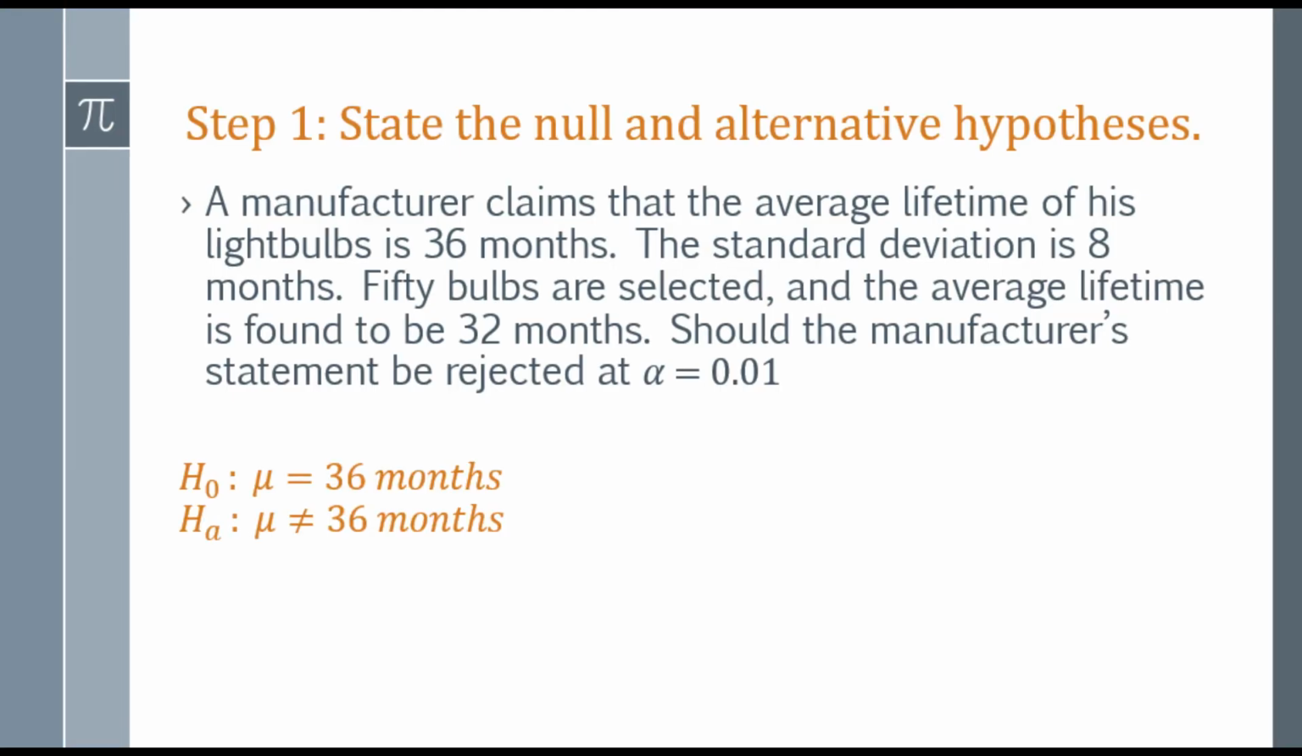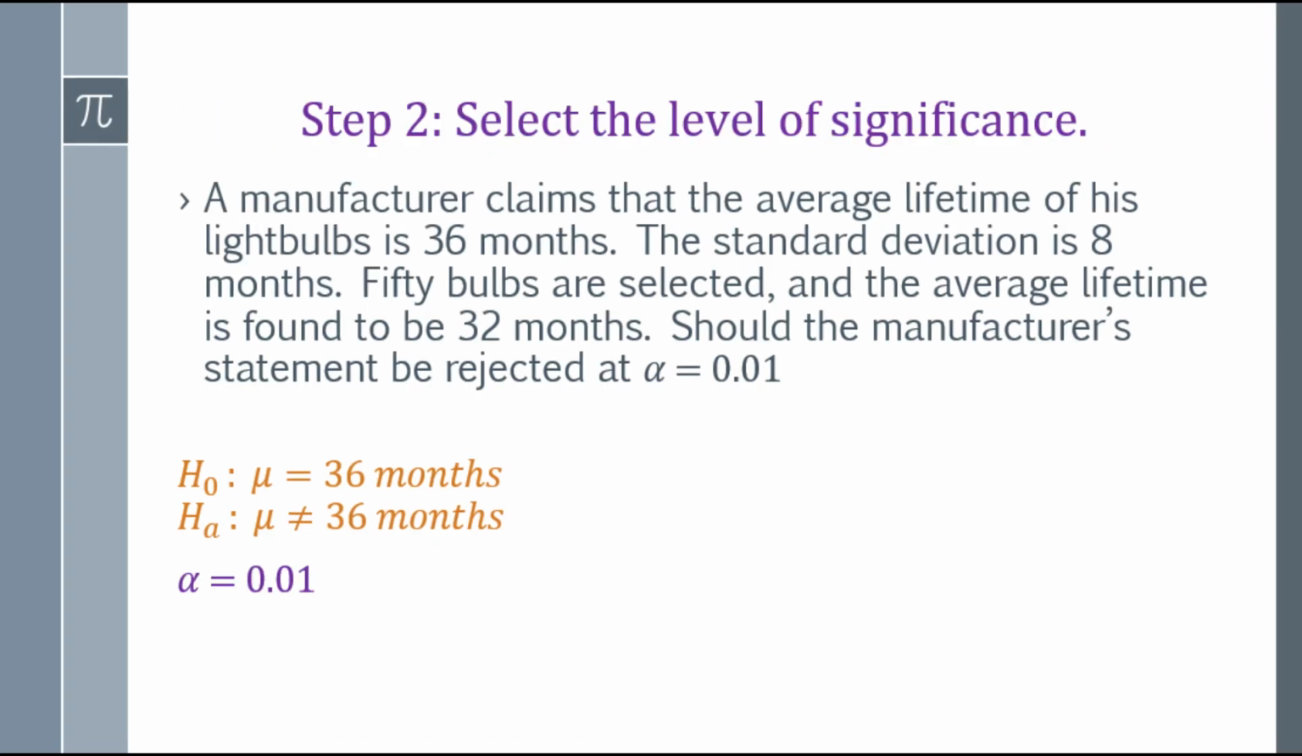Step 1. State the null and alternate hypothesis. So we have H0, mean is equal to 36 months. HA, ang mean daw, is not equal to 36 months. So, ang original is 36 months daw, yung average lifetime ng light bulb. Kaso may gustong magsabi na hindi talaga siya equal sa 36 months. So, ang HA natin is mean is not equal to 36 months.